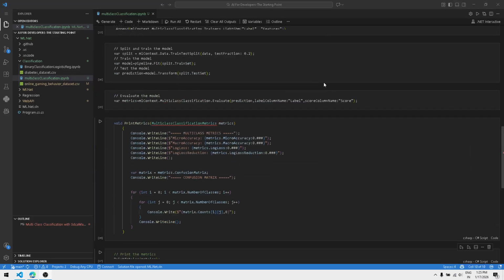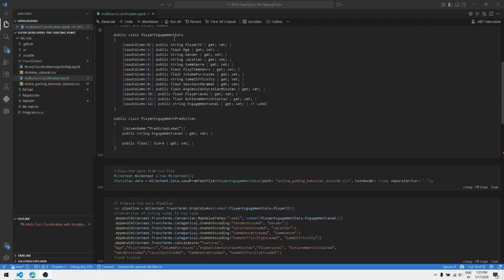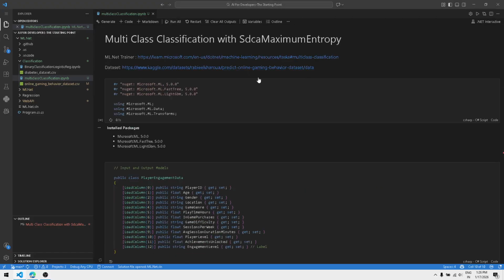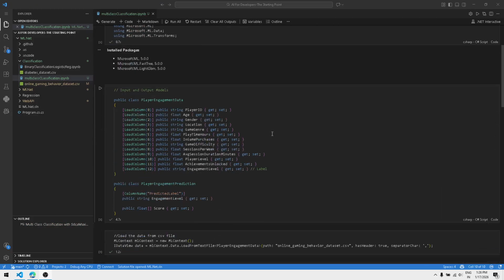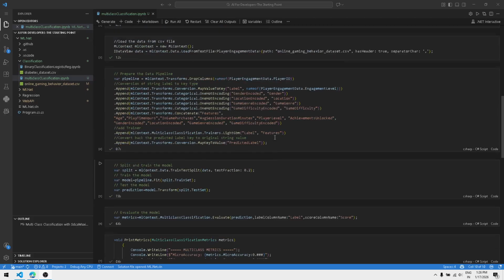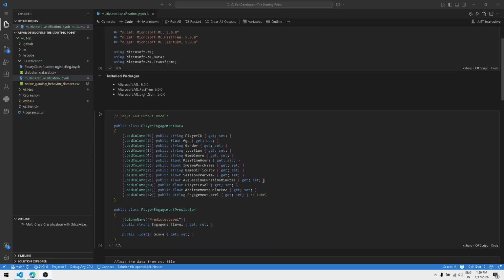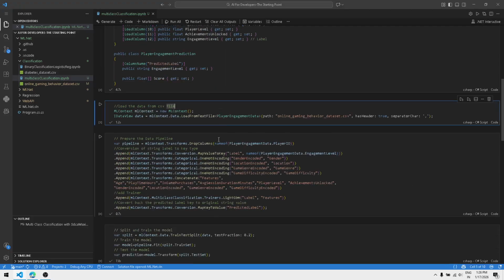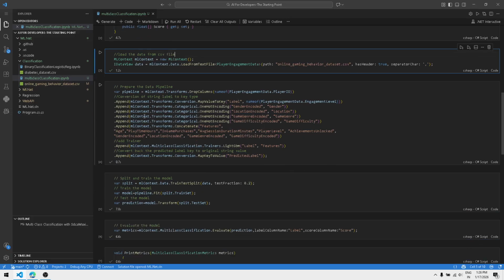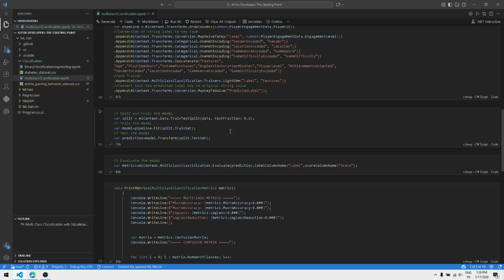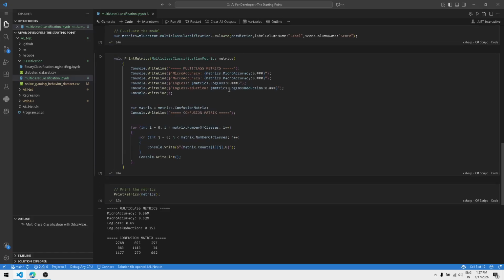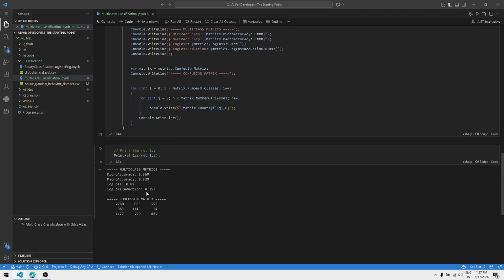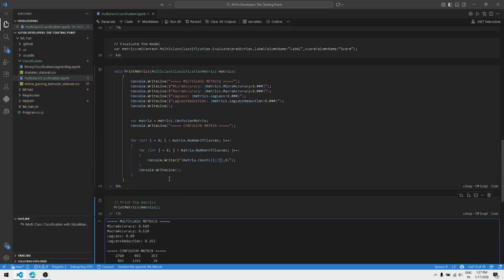Okay, let's execute this again and try to understand. So the whole code is executed. Now you can see the complete execution is done, where we have the data contract, and then we load the data in the ML context class, and then we prepare the pipeline, provide the training, and then testing and evaluating it, and printing the metrics. And this is the result. Let's see where we made mistakes.